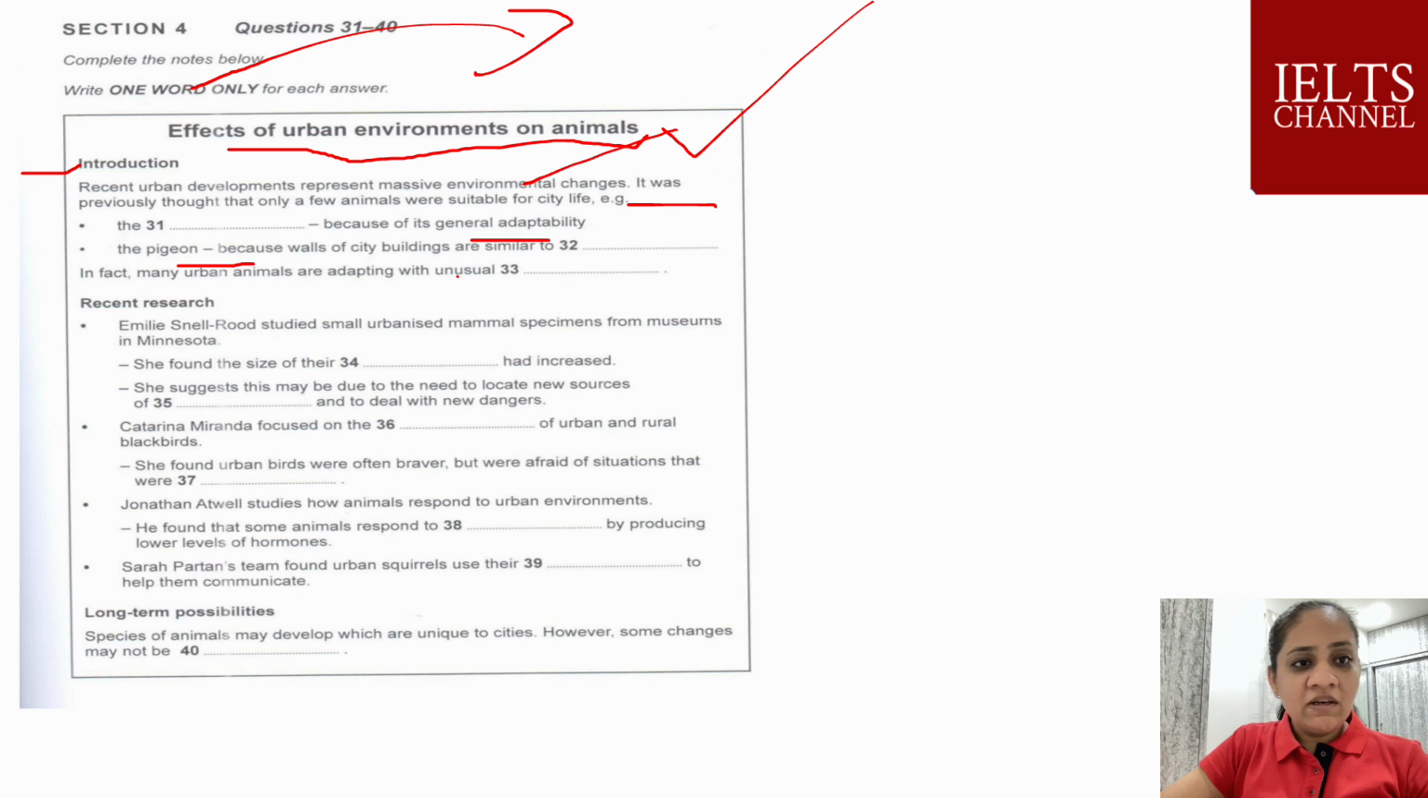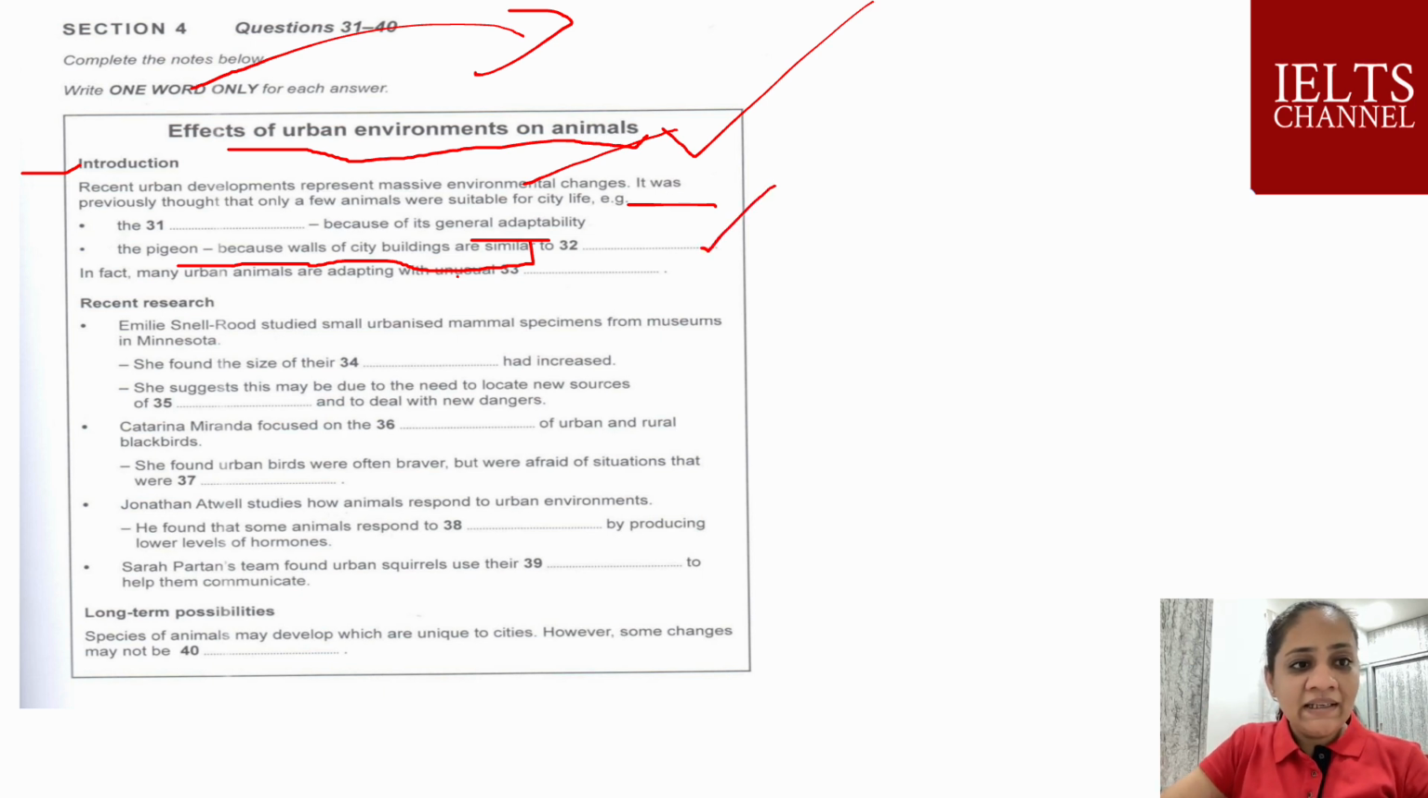The pigeon, because walls of city buildings are similar to dash. So for the pigeons they are talking about walls. Why are pigeons suitable? Because walls of the city buildings are similar to dash. What do they think the walls of city buildings are similar to, trees, forest, similar to what for the pigeon? So in 32 I have to focus on this.